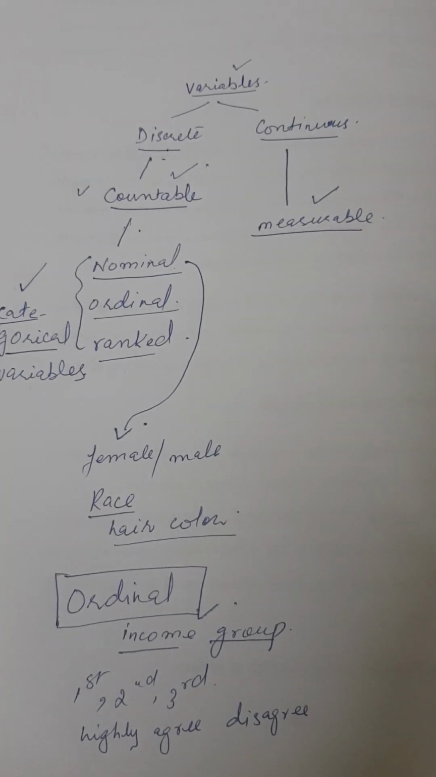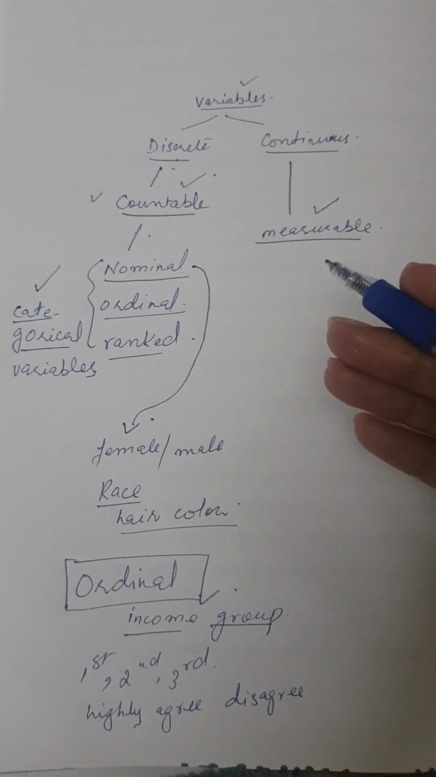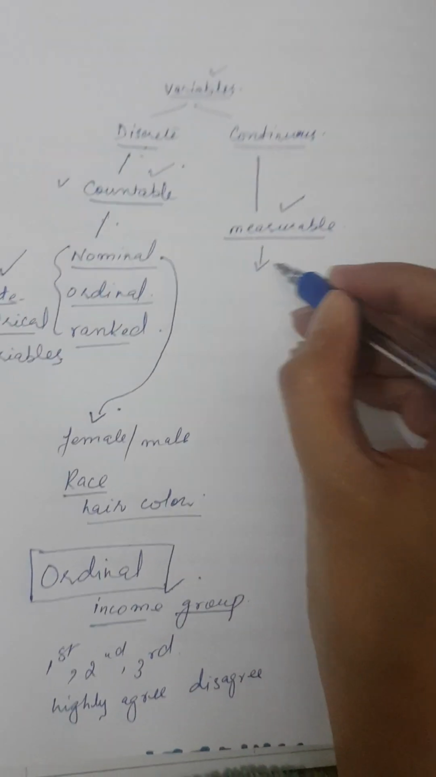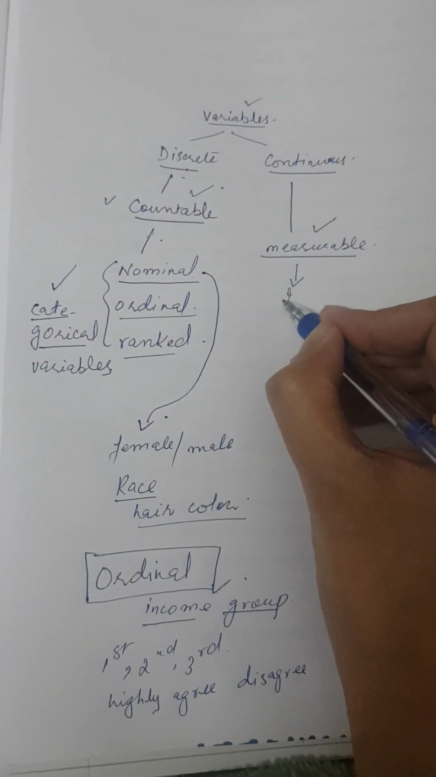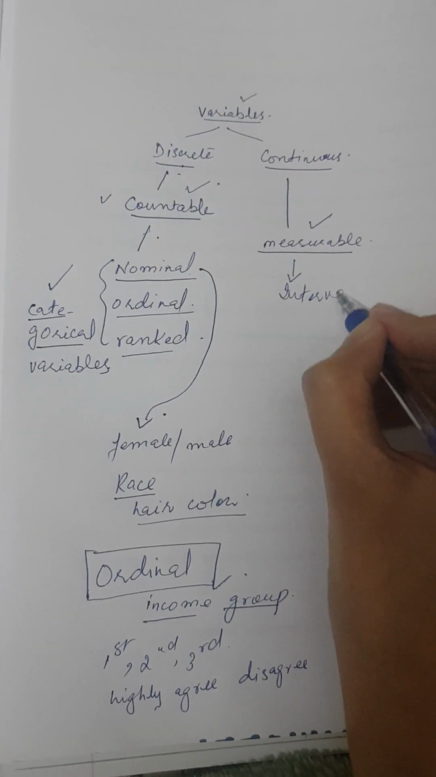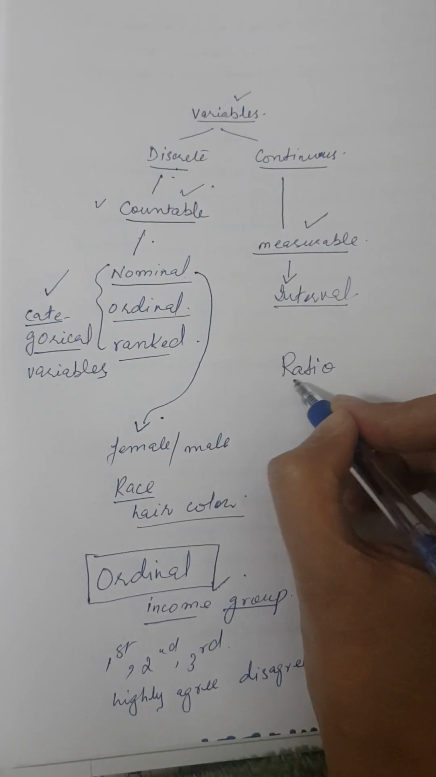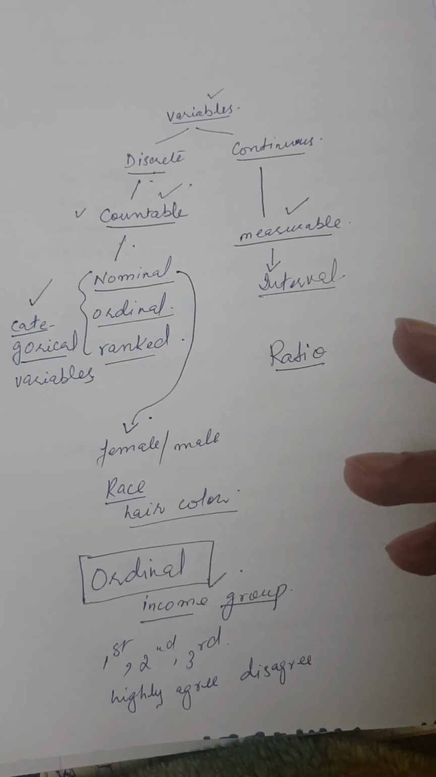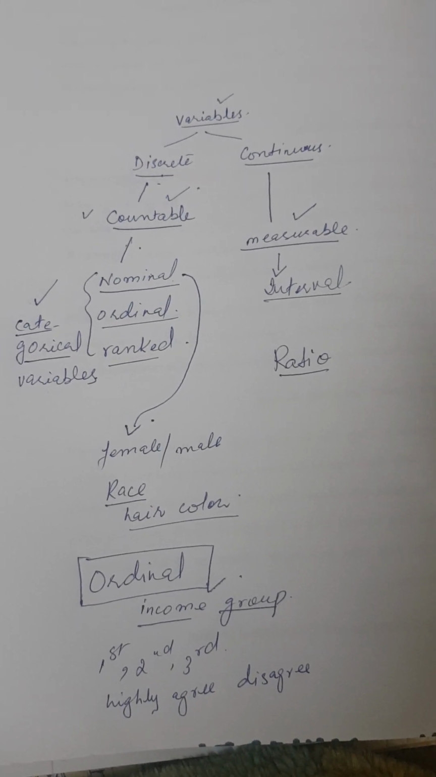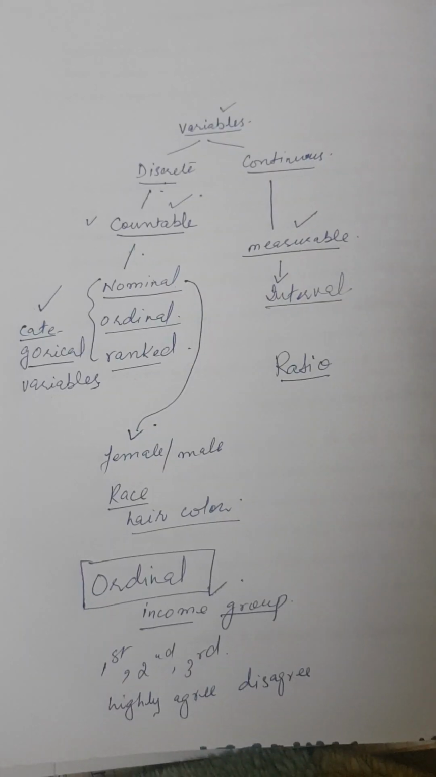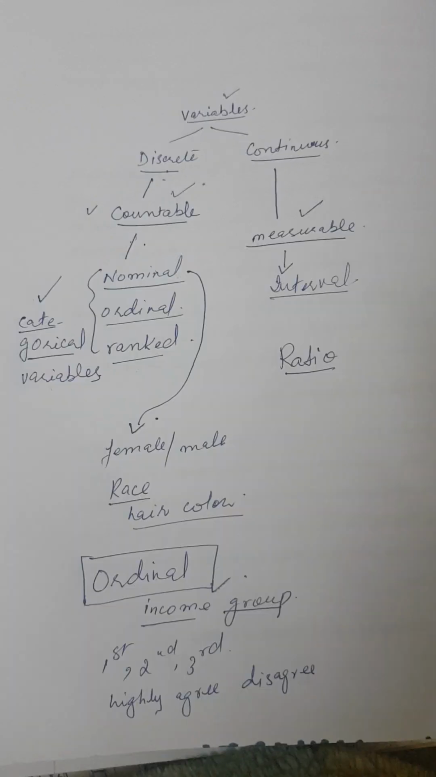Now what are the continuous variables? The continuous variables are those which are measurable, and they are further of two types: interval and ratio. About these interval and ratio, always remember two things. The interval and ratio are data which are in the parametric range, which have the normal bell curve, while the ordinal and nominal are in the non-parametric data sets.